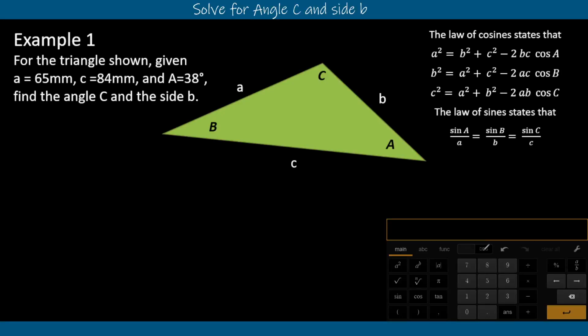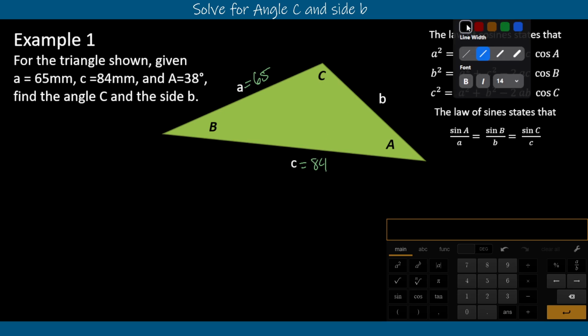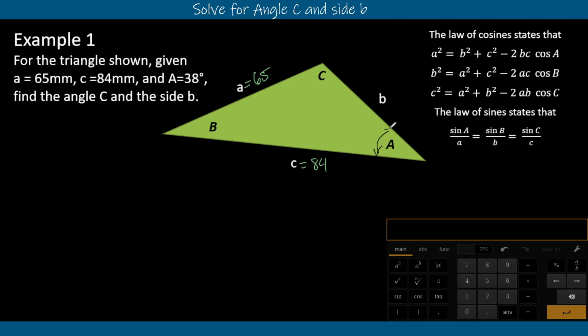In this example, we're going to solve for our angle of C, and then we're going to use that to solve for our angle of B, and then that's going to be used to solve for the side of C. Right? And so I'm going to show you how to negotiate through based on what you have in the circuit over here. You were given that A is equal to 65 millimeters, that C was equal to 84 millimeters, and that the angle of A, this angle over here, was equal to 38 degrees.